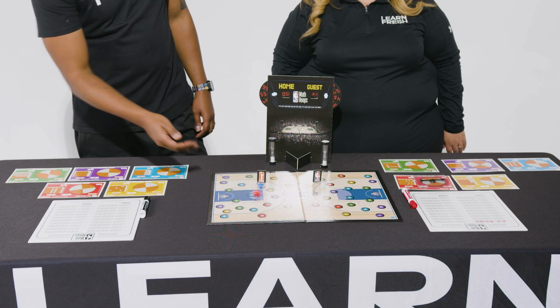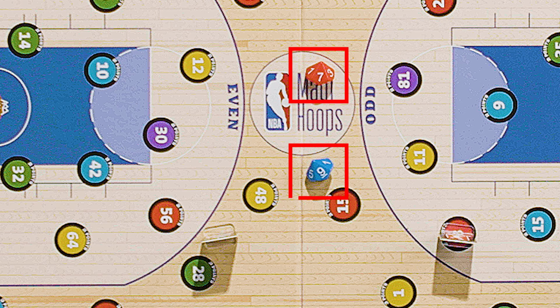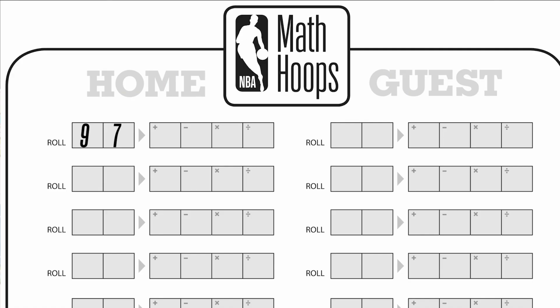Let's say I rolled a 9 and a 7. 9 plus 7 equals 16, 9 minus 7 equals 2, 9 times 7 equals 63, and 9 divided by 7 doesn't generate a whole number, so we need to make a decision.